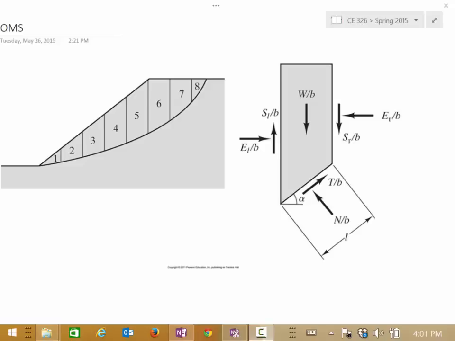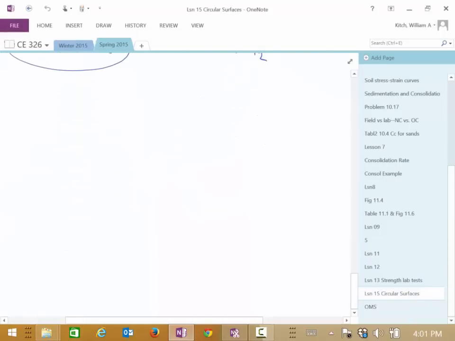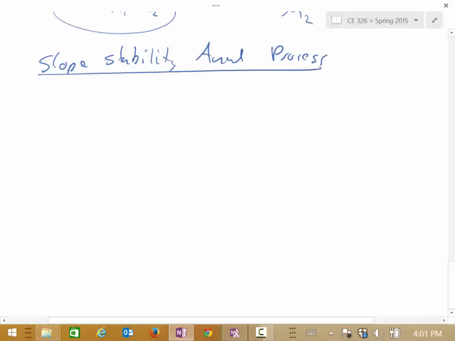Okay, so we're going to talk about ordinary method of slices. But let's start by reviewing what's the process again for doing slope stability? What's the first thing we got to do? All right, so you got to develop your profile, with soil properties, right? And then what are we going to do?